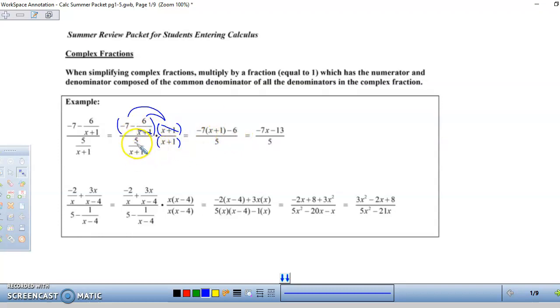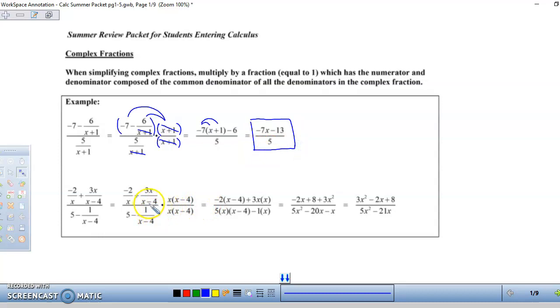Okay, on the bottom, same thing happens here. So you multiply 5 times (x plus 1). Well, that will cancel out with this x plus 1, and you end up with just the 5. So notice that there's no more fractions within the fractions. So this is the simplified version, and then you're just going to simplify further after that. So distribute the -7, so you get -7x, and then -7 minus the 6 is -13. So that's where this comes from.